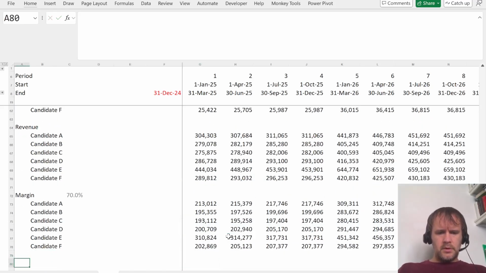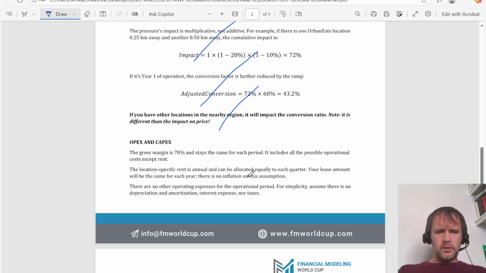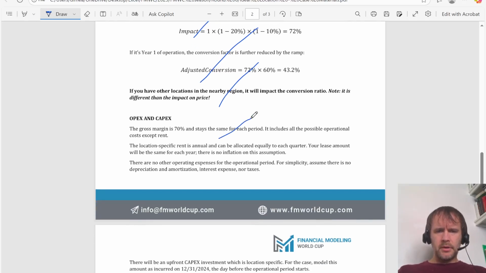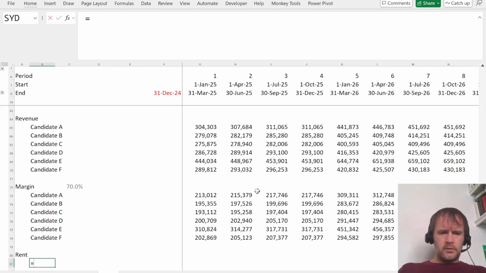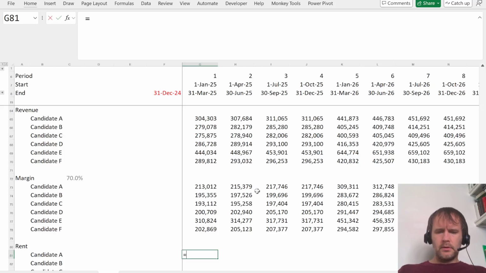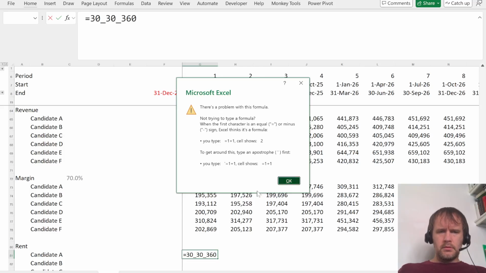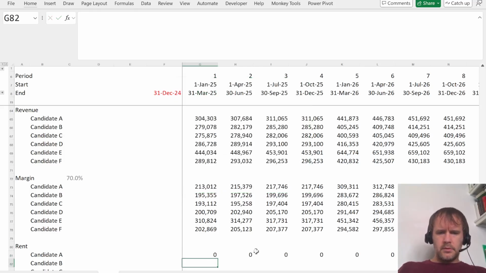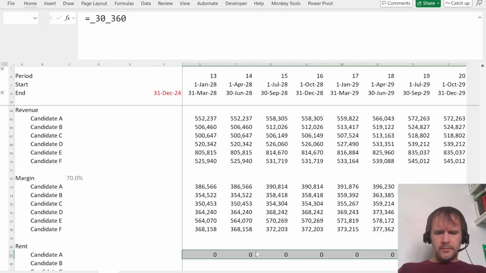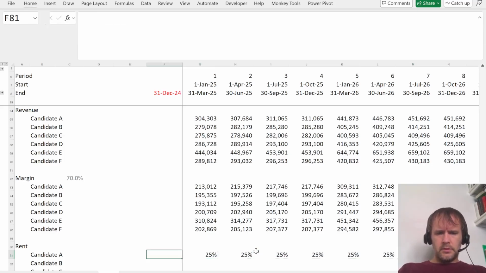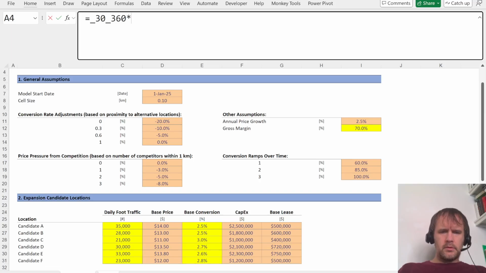Okay, and then rent. What's the story with rent? Annual can be allocated equally to each quarter. Your lease amount will be the same for each year. No inflation. Okay. No other operating expenses for the operational period. Okay. So what do I have? I have 3360. Oh, set off. Yes, that'll do. So that times the rent, space lease, that'll do. Yep.